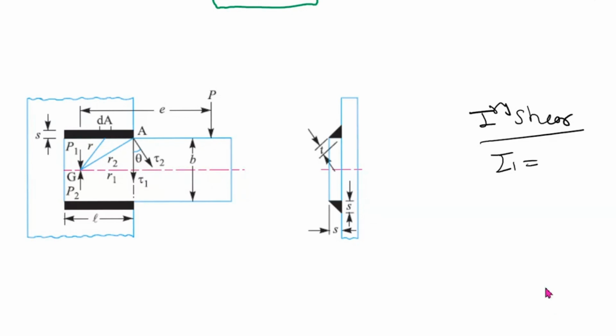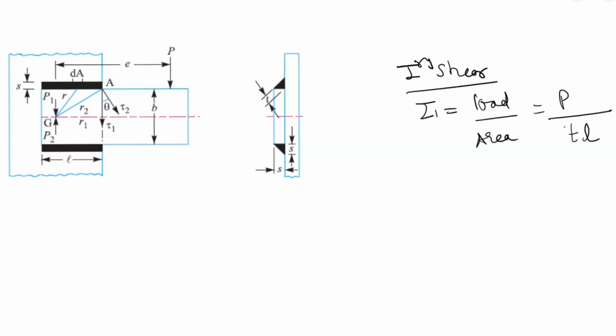Okay, what is primary shear? Load upon area. What is load? Sir, the stress acting P. Okay, so load upon area, load is P. Minimum area of weld, that is T into L. Since this is double, so I will write 2 into T into L.